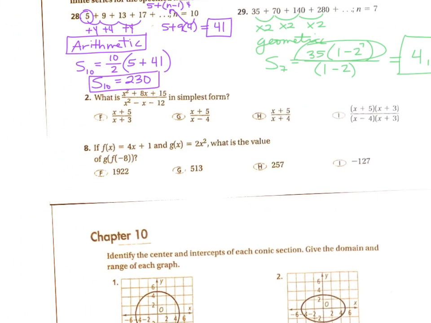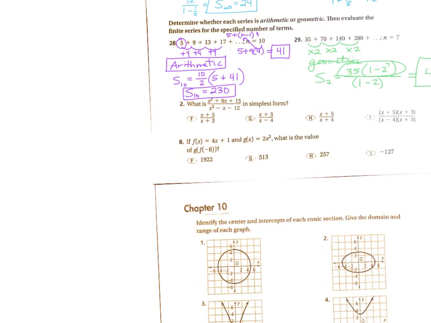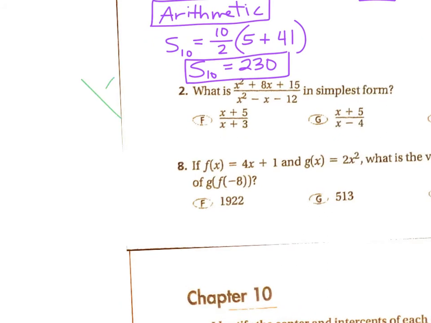Moving right along. Simplest form of this. So we are going to factor here. On top, we have what can you multiply to get 15 that you can add to get 8. And that would be 5 and 3. So that's going to be x plus 5 times x plus 3.